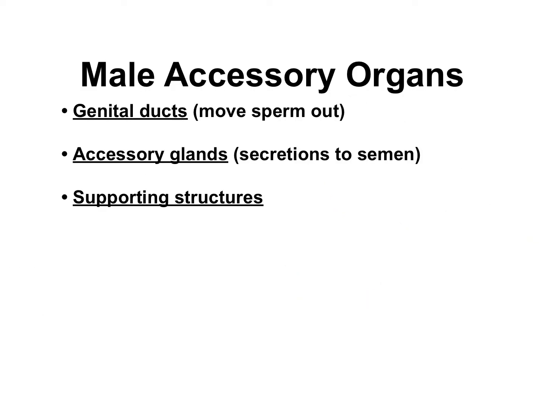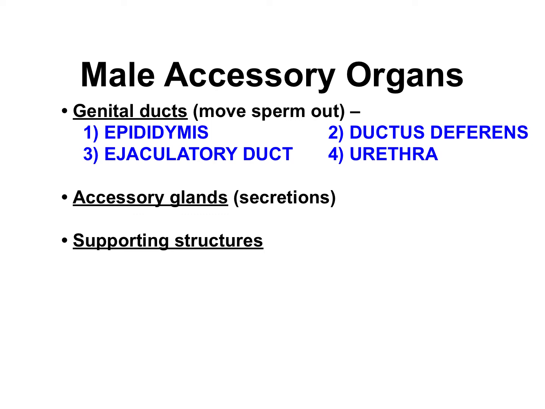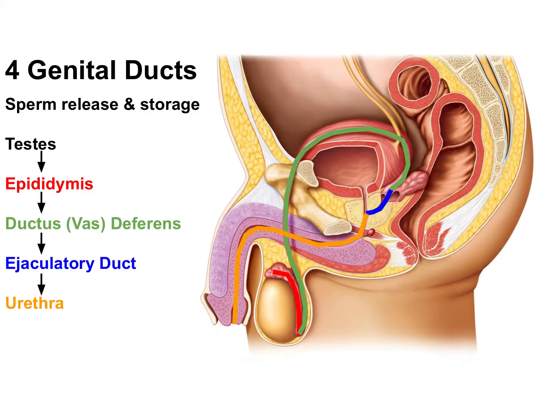Now, let's take a look at those accessory organs to see how accessory organs help sperm cells. Accessory organs can be further classified into ducts, glands, and supporting structures. Let's start with ducts. There are 4 ducts that we need to keep track of: the epididymis, the ductus deferens or vas deferens, ejaculatory duct, and urethra. To make these ducts easy to see, I've color-coded them with their name and their anatomical location. You should do it too, so you understand the boundaries for each.